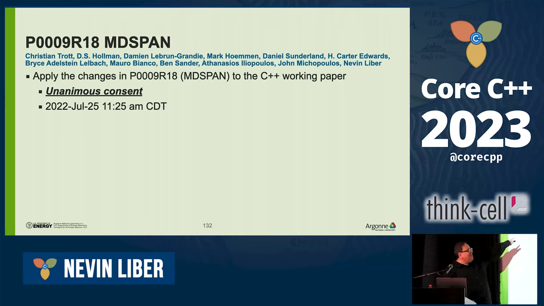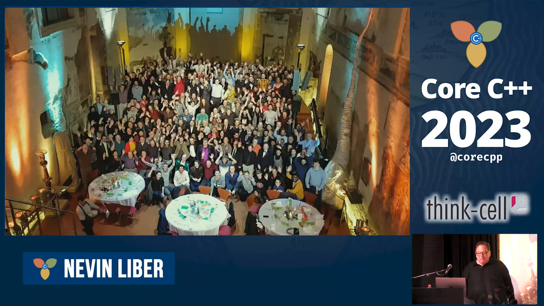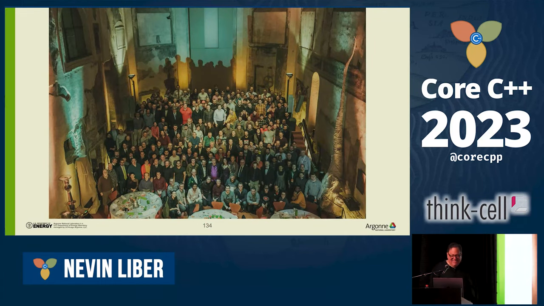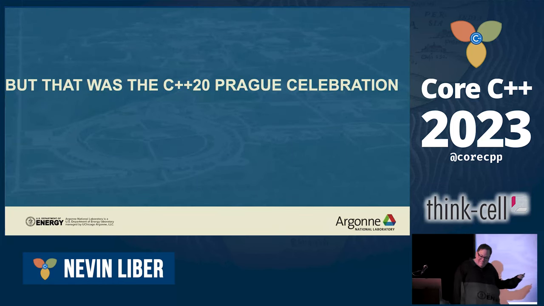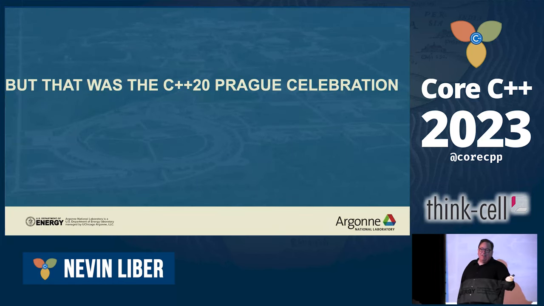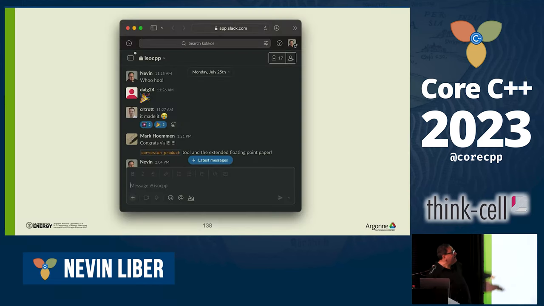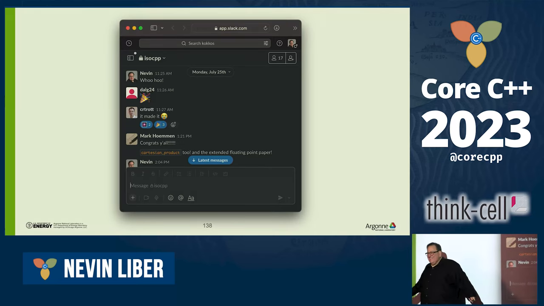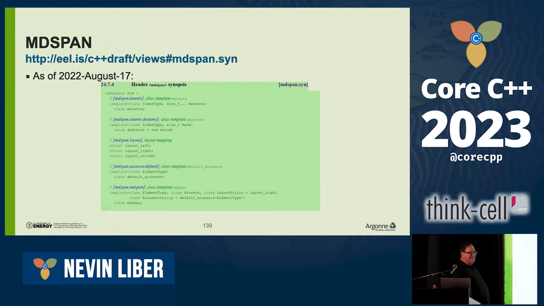So, on July 25th of last year, right, apply the changes in R18 to the working paper, unanimous consent. And we celebrated. Okay, there I am. But that was Prague. That was our Prague celebration for C++20. No, here's our celebration. Real screenshot. I didn't just fake that one. But yeah, we made it.